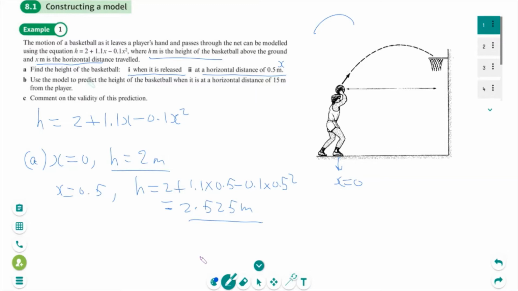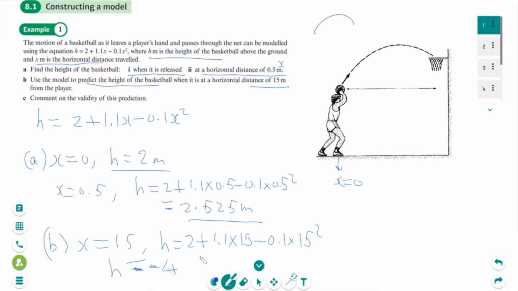Part B, use the model to predict the height of the ball when it has a horizontal distance of 15. According to the model, the height predicted would be when x is 15. So you plug 15 into the equation: 2 plus 1.1 times 15 minus 0.1 times 15 squared. That will give you a value of negative 4. So that tells you h equals minus 4, according to the model.